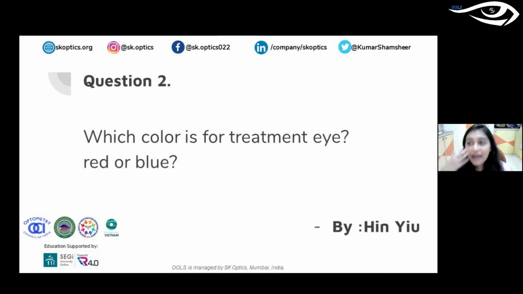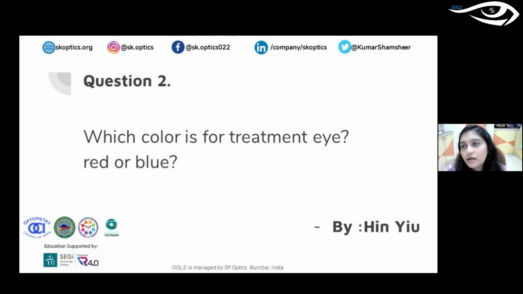So let's say their right eye is amblyopic and they are wearing the red filter in the right eye, the system will give them red color targets. Okay, so you can pre-choose it in the software. Yes, you can decide, and you can modify it.